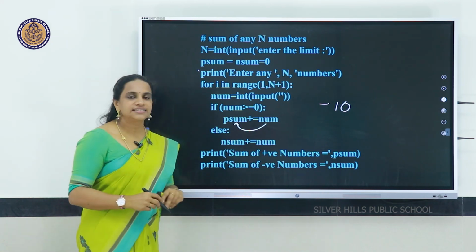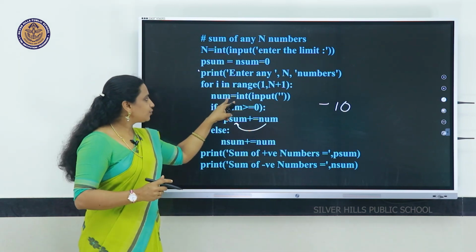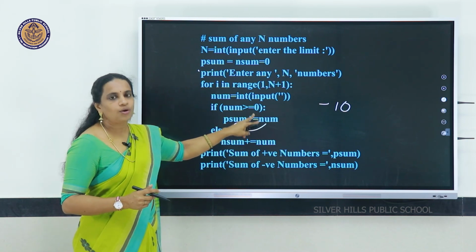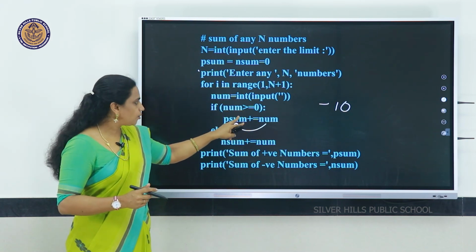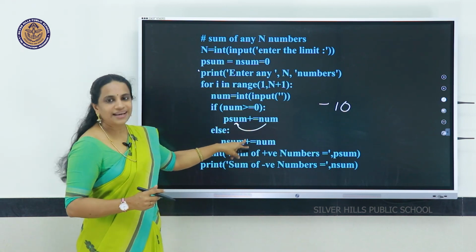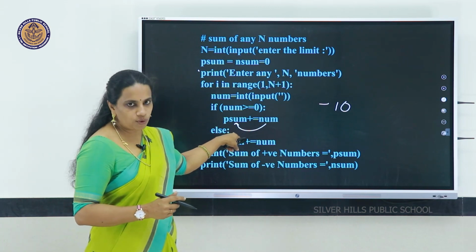Now, what is happening inside the for loop? Which statements are repeated? Entering the value of the number and checking whether the number is greater than 0 or less than 0. Accordingly, the number is added with the positive sum or negative sum. These statements are repeated again and again in the for loop.